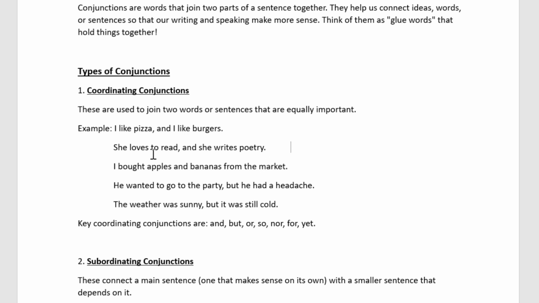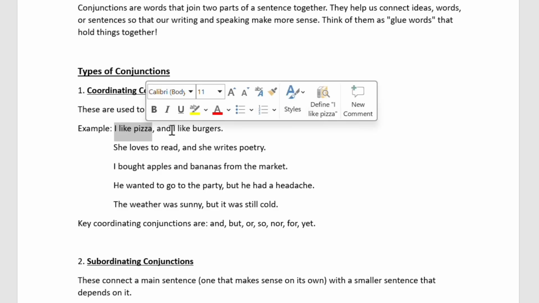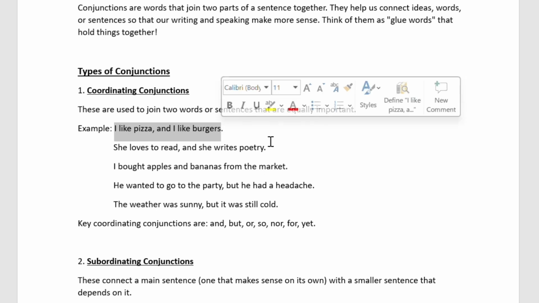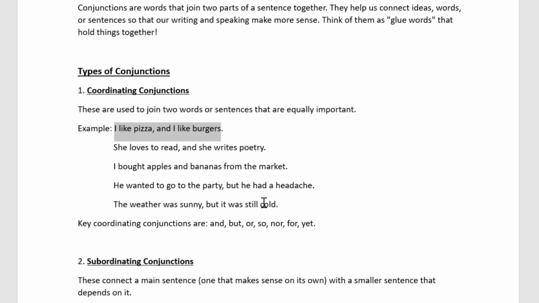For example, I like pizza and I like burgers. So we connected two sentences by using the word and. And is the conjunction here. I can obviously say I like pizza, and I can make another sentence wherein I say I like burgers. There is nothing wrong in that sentence. But if you say I like pizza and I like burgers, that will sound more natural.